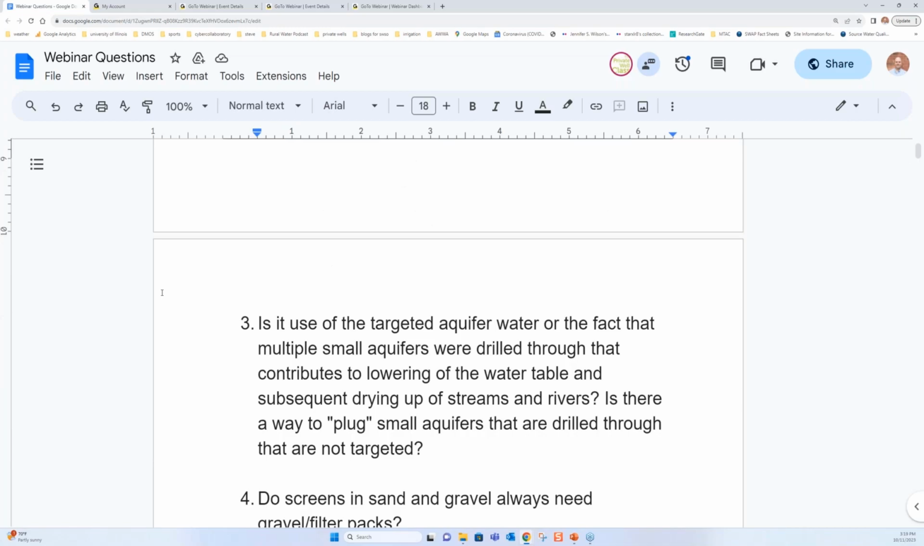Is it use of the targeted aquifer water, or the fact that multiple small aquifers were drilled through that contributes to lowering of the water table and subsequent drying up of streams and rivers? Is there a way to plug small aquifers that are drilled through that are not targeted?